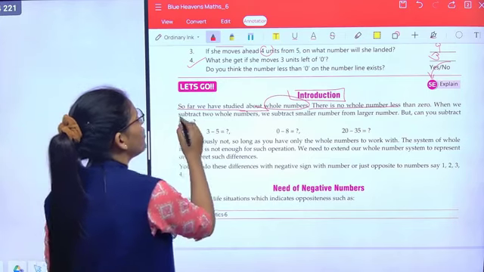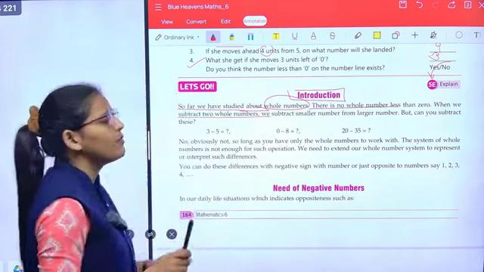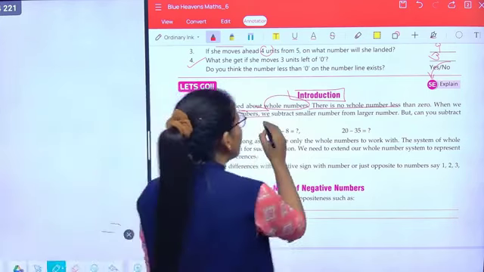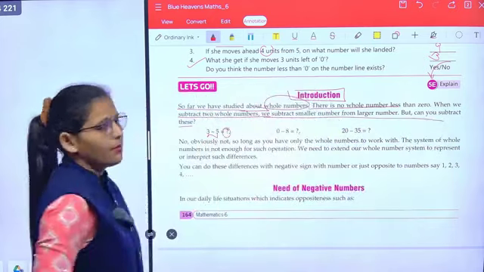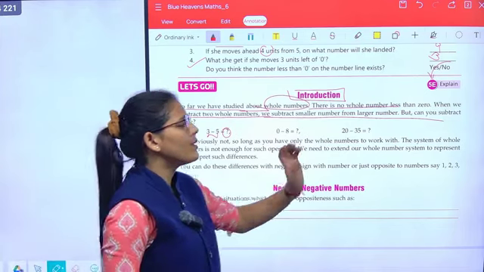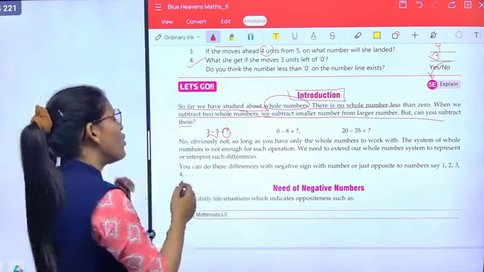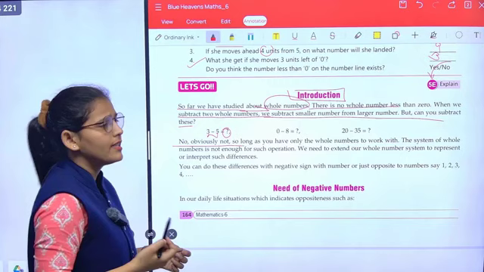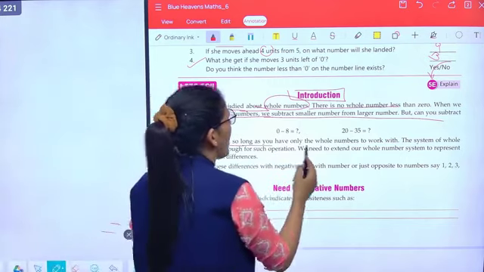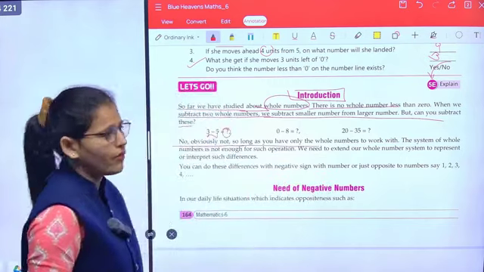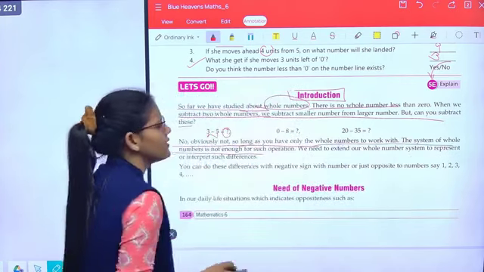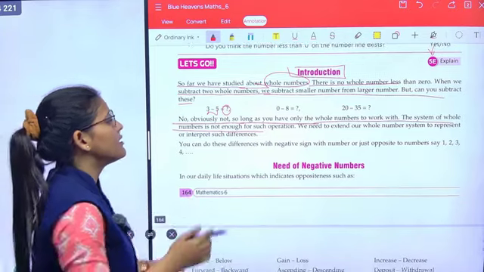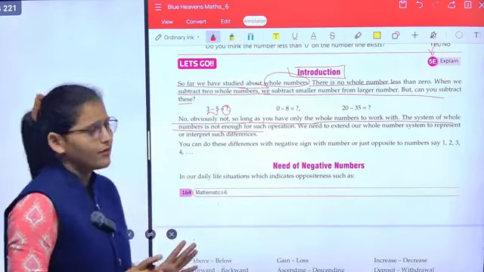When we subtract two whole numbers, we subtract the smaller number from the larger number. But can you subtract these: 3 minus 5, 0 minus 8 or 20 minus 35? Class, no, obviously not, so long as you have only the whole numbers to work with. The system of whole numbers is not enough for such operations. Thus, the system of whole numbers is not enough.